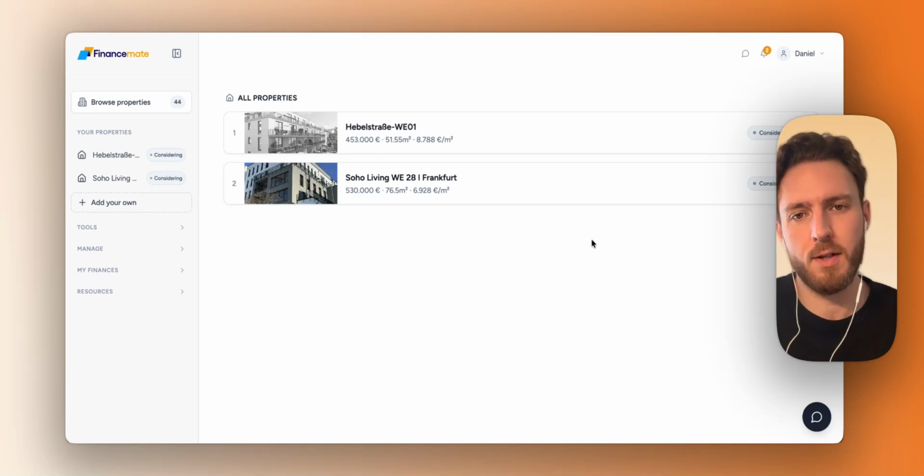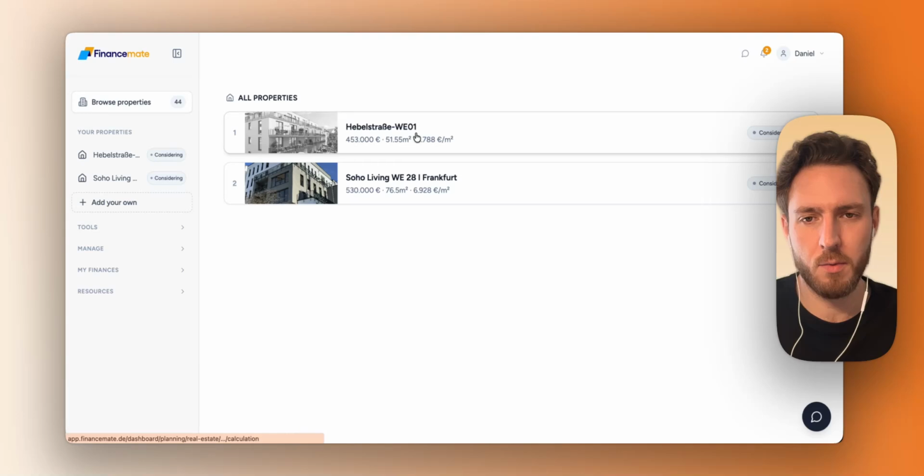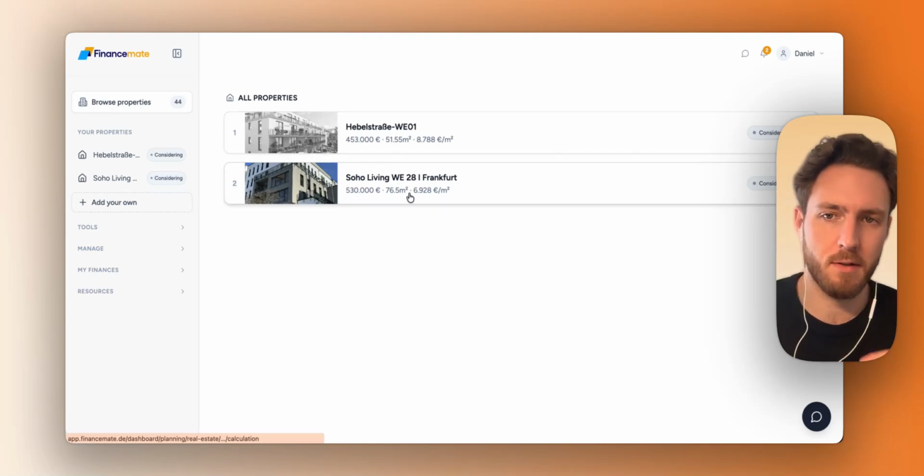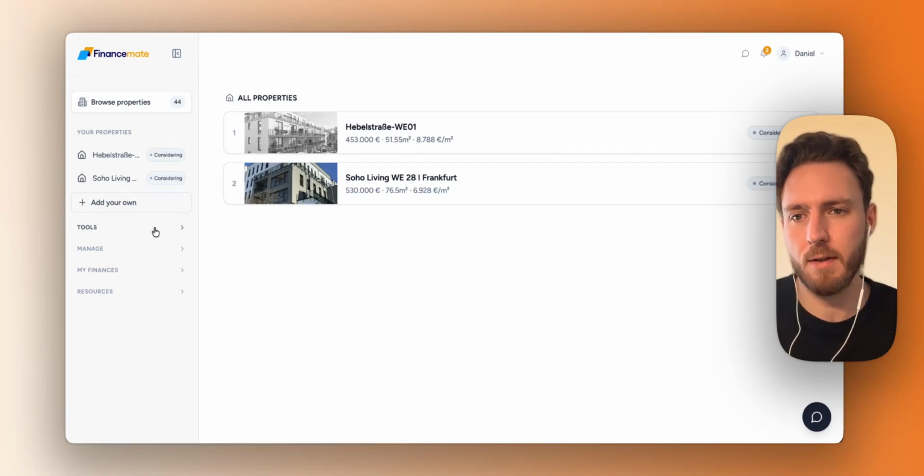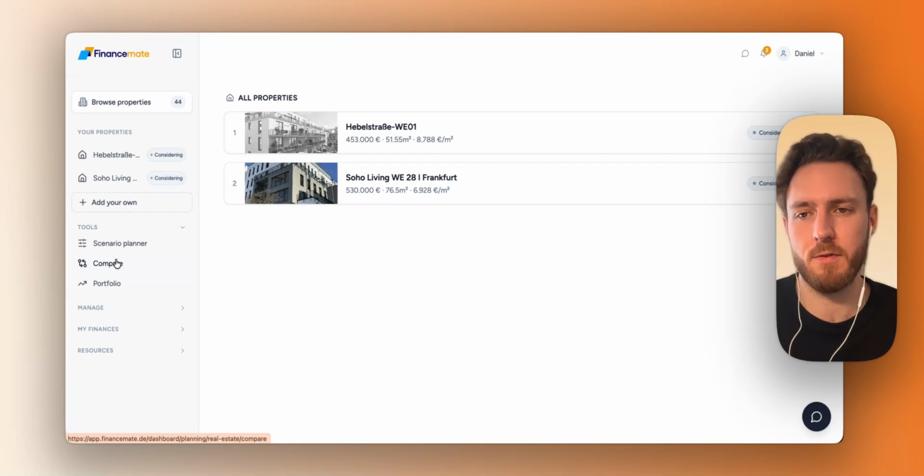Okay, now let's imagine you have two properties in your dashboard. They're both assigned from us because you were interested in them. We assigned you the calculation. These are two different properties. Here you could start using our compare feature.